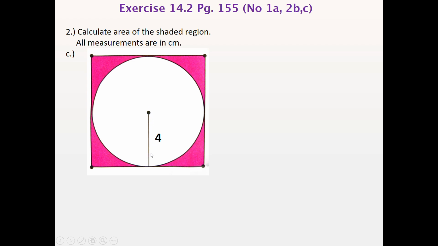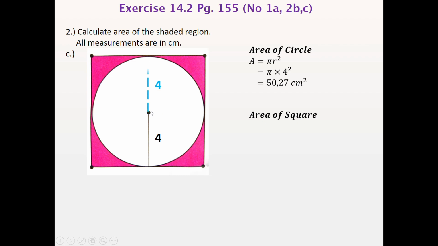Okay, so over there I've already got the radius of the circle, so I can calculate the area of the circle immediately. So area of a circle is equal to pi r squared. So pi times 4 squared, which will give me 50,27. Then I need to somehow work out the area of the square. Okay, but I don't have the length of the sides. But if I continue this radius to form the diameter, that's also going to be 4 because that's another radius. So 4 plus 4 will give me 8.